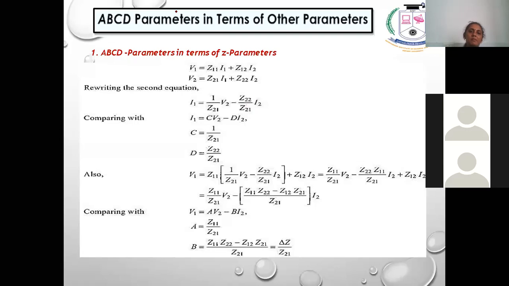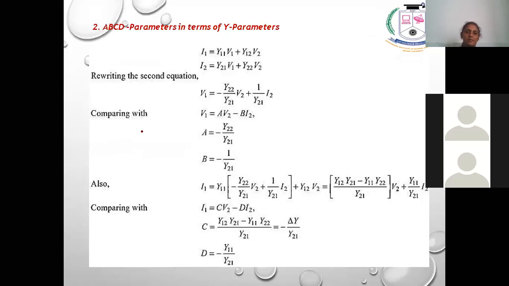Next, ABCD parameter in terms of Y parameters. In Y parameters, take the Y parameter equation. Rewrite the second equation. Second equation will be rewritten as V1 is equal to minus Y22 by Y21 into V2 plus 1 by Y21 into I2. Compare this with the ABCD parameter equation. V1 is equal to A V2 minus B into I2. So A value will be equal to minus Y22 by Y21 and B is equal to minus 1 by Y21. So this will be the value for A and B.